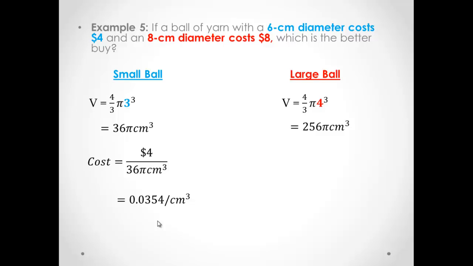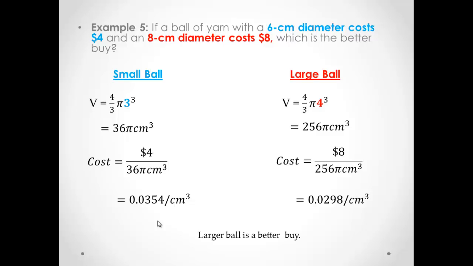We find out that the small ball will cost 0.0354 per centimeter cubed. We do the same type of thing on the right side. $8 for this larger ball, which is 256 pi centimeters cubed. This simplifies to 0.0298 per centimeter cubed. Therefore, the larger ball is a better buy.